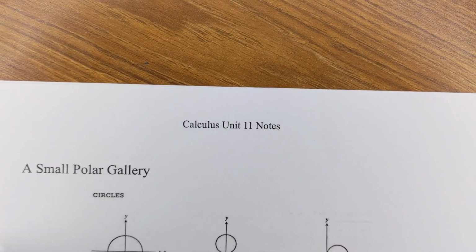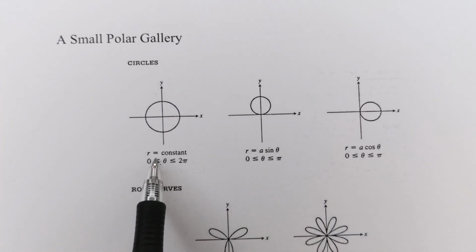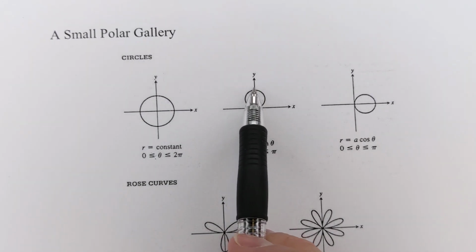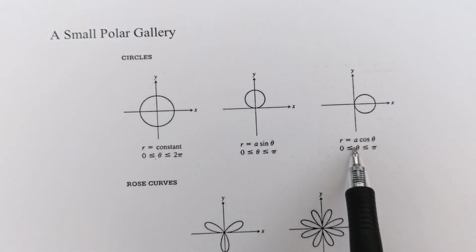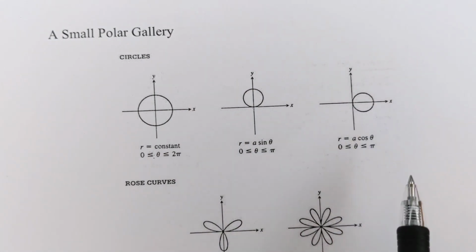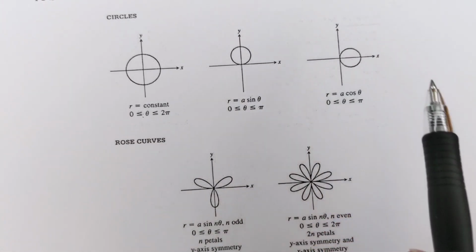There is actually one last sheet here. This is just a sample of polar curves. If r is a constant, you get a circle. If r is equal to some number times sine, you get a circle that sits on the x-axis above. If r equals some number times cosine, you get a circle that sits to the right. Now if you make it negative, it'll flip to the bottom or left.